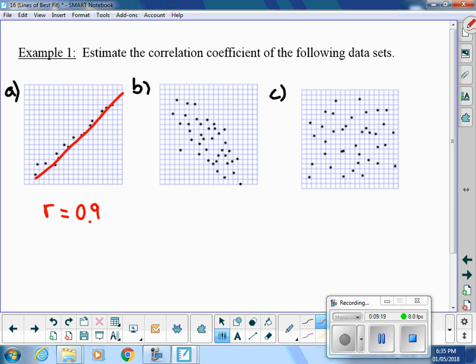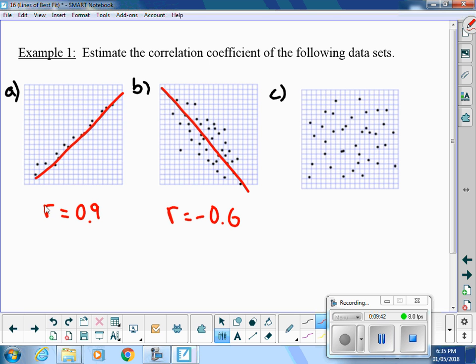For graph B, it is trending downward, so it's going to be negative. But it's more spread out. It's not horribly spread out, but it is more spread out. So maybe we'll call that 0.6 or 0.5. It's more spread out, but it is still going down.